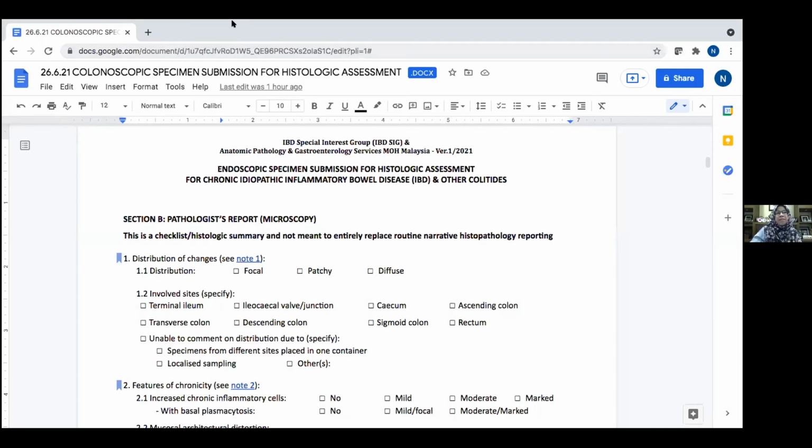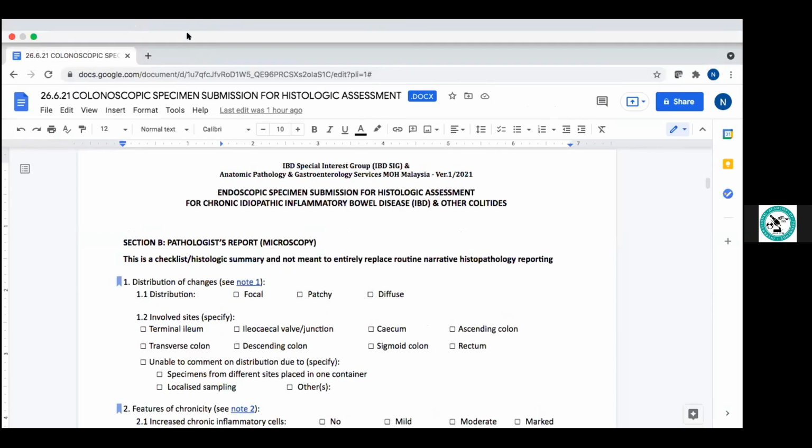Yes. Okay. Question number two. What about eosinophilic cryptitis, which does not fulfill the criteria of eosinophilic colitis? Would it be considered as activity?